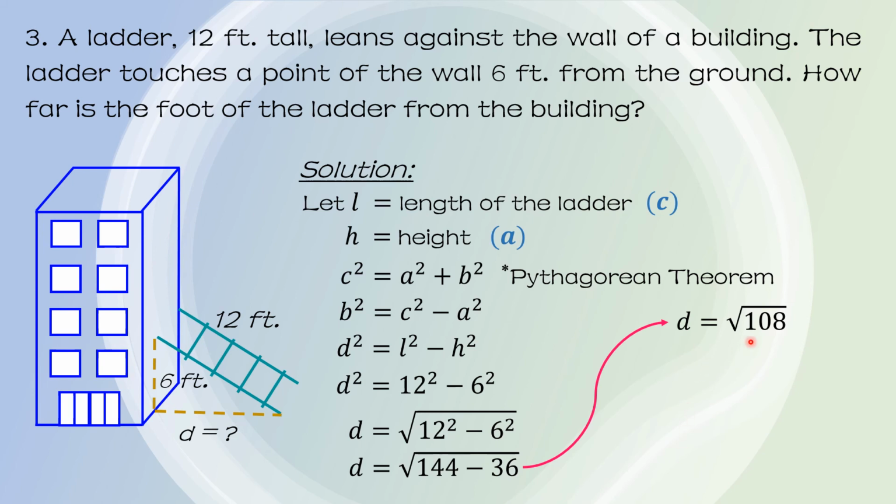Since hindi eksakto o walang square root ang 108, hanapin natin yung dalawang factors na kung saan ang isa dapat ay perfect square or perfect square root. So that is 36 times 3, which is equal to 108. And then kukunin lang natin yung square root ng 36. Therefore, the value of the distance is 6 square root of 3.